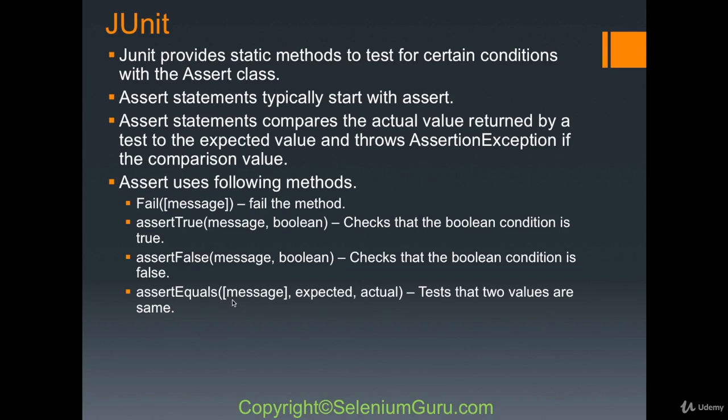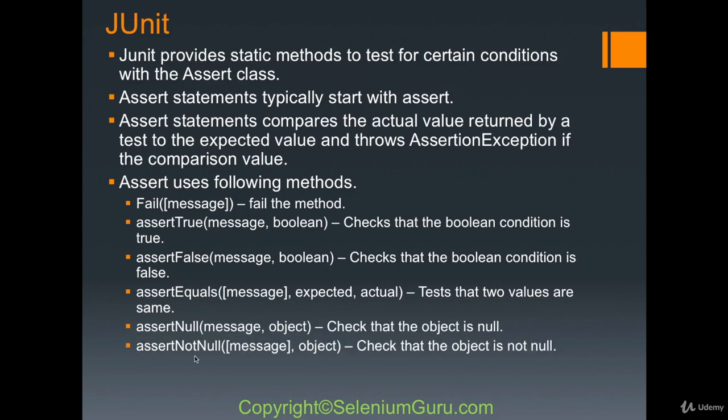assertEquals: here you're going to compare the expected and the actual. This message is optional here. Same thing with assertTrue and assertFalse. If you want to throw a message if it fails or passes, you can insert it here as well. So here I'm saying assertEquals message, it's optional, then expected and actual. It tests that two values are equal. With assertEquals, you're comparing two values. With assertFalse, you're making sure it returns false. With assertTrue, you're making sure it returns true. With assertNull, you're checking if the object is null. And with assertNotNull, you're checking the object is not null.